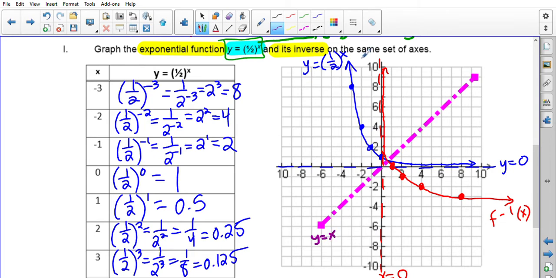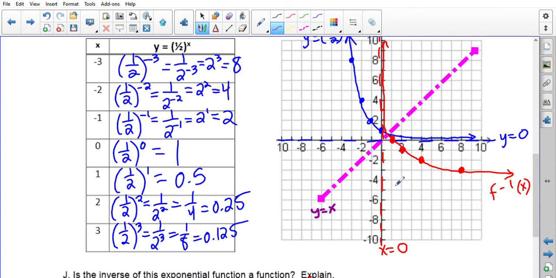We've got our parent function here, y equals (1/2)^x, decreasing, having a horizontal asymptote at y equals 0. And if I were to take the mirror image of this and swap the points, it would create this graph. So notice that it was a decreasing function here, and now it's also a decreasing function as its inverse, okay? But it definitely looks a little different, and now we've got that vertical asymptote here.